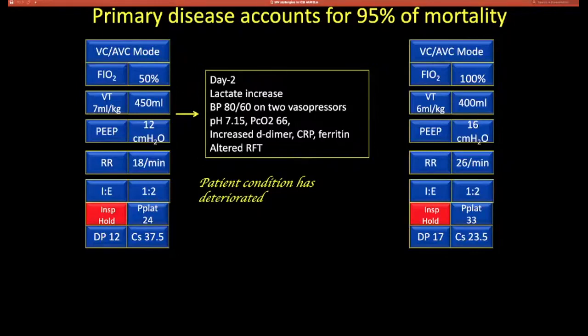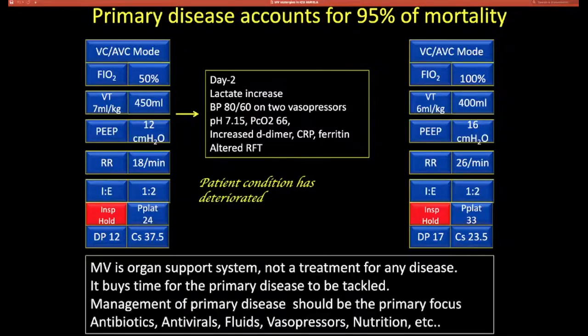Primary disease kills most of the patients. Mortality is always because of the primary pathology. So you should understand mechanical ventilation is a lung support system, not a treatment for any disease. It buys time, and by instituting a lung protective or a good ventilation strategies, we buy time so that the primary disease is corrected or controlled, so that the patient recovers. Management of the primary disease should be the primary focus, like antibiotics, antivirals, fluids, vasopressors, nutrition, etc.